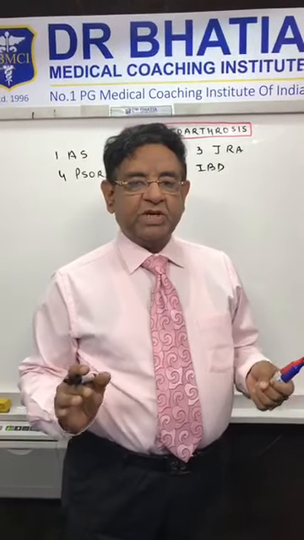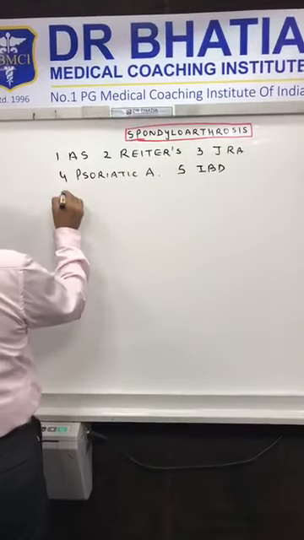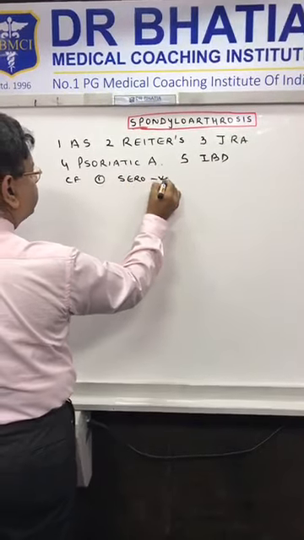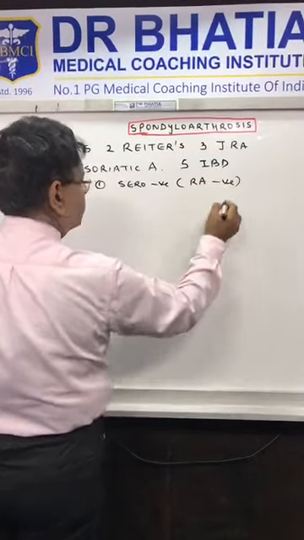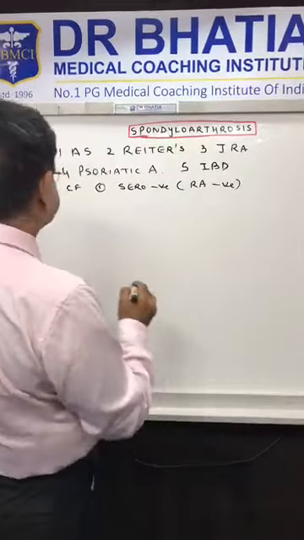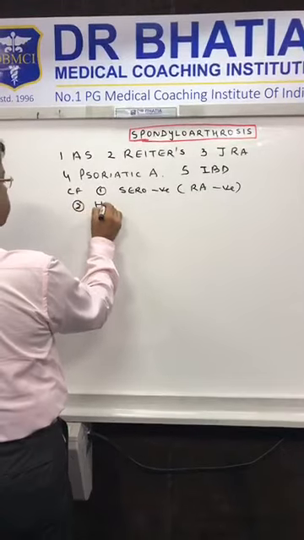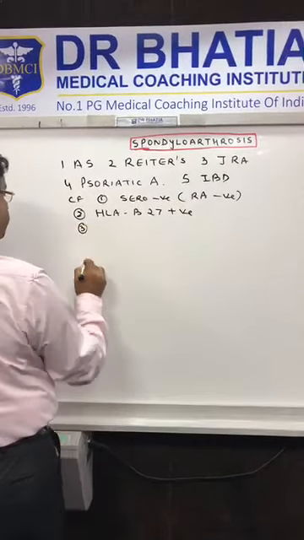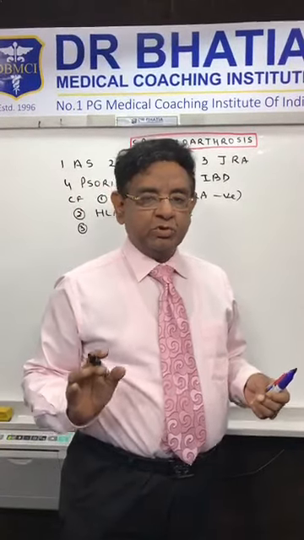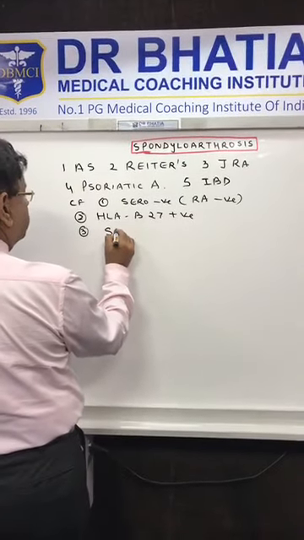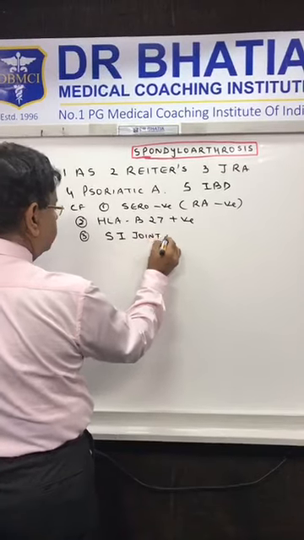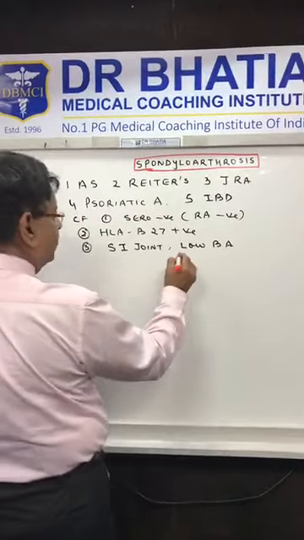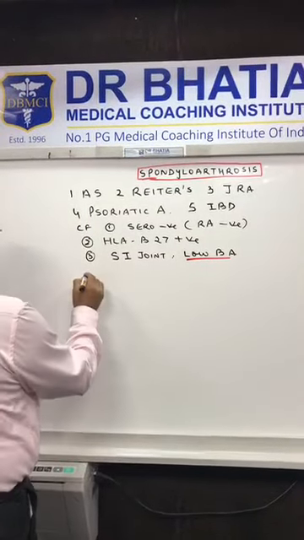Now, what are the features which are common to this group of diseases? The features common are, first of all, they are seronegative. That means RA factor or rheumatoid factor is negative in these patients. Second, they are HLA-B27 positive. Third, usually the earliest and the most common joint involved is the sacroiliac joint. That's why the most common symptom is low backache. Low backache is a very important feature in this thing. Okay?